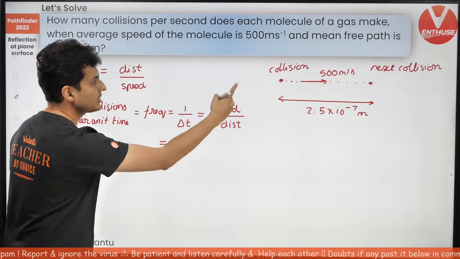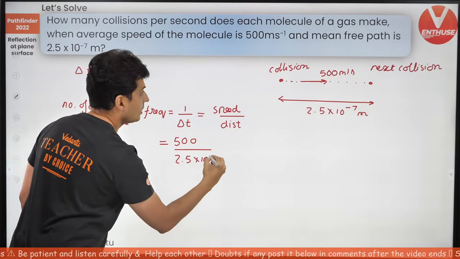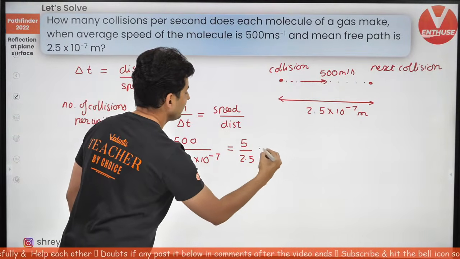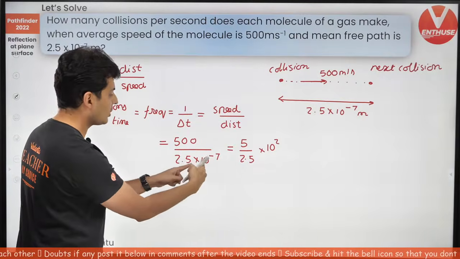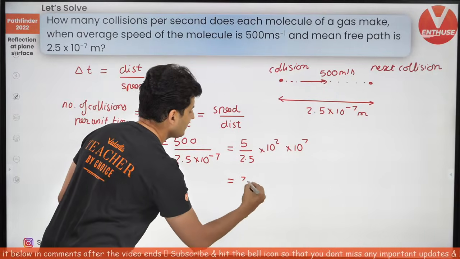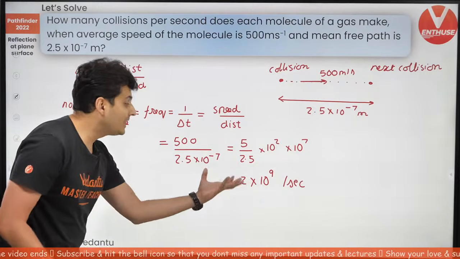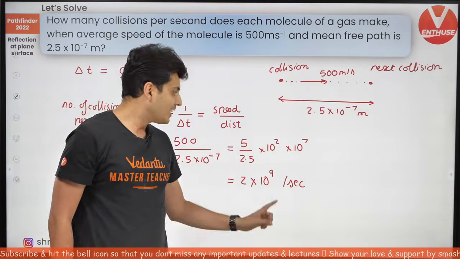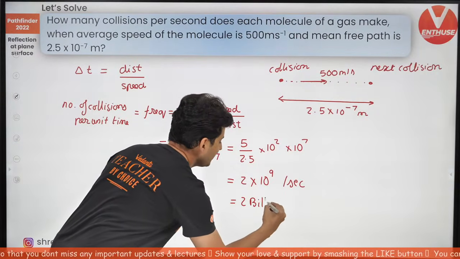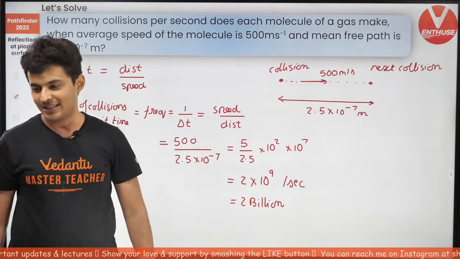All you need to do is put the value of speed, which is 500, divided by 2.5 into 10 to the power minus 7. You can write this as 5 divided by 2.5 into 10 to the power 2, the 2 zeros, and 10 to the power minus 7 on the top will become 10 to the power 7. 5 divided by 2.5 is 2, and this becomes 2 into 10 to the power 9 per second. So these many collisions are happening per second. By the way, this is 2 billion collisions.